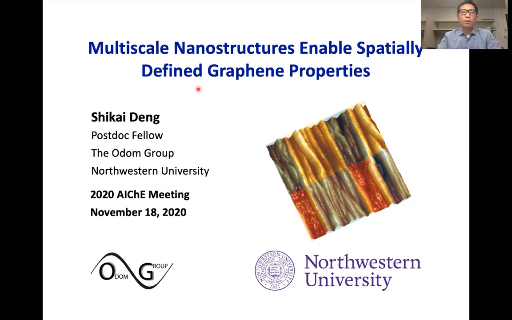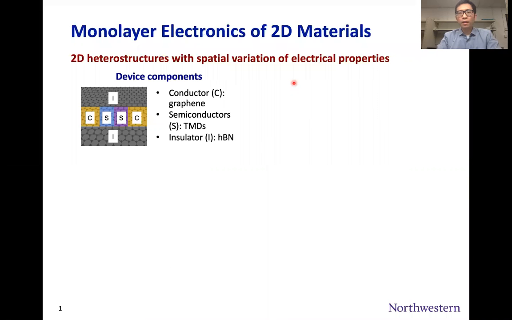Today, I'm happy to share with you some of my recent work on multi-scale nanostructure enabled spatially defined graphene properties. As we know, one of the most exciting applications of 2D materials is for ultra-thin electronic devices, like monolayer electronic devices. Even in smaller layers, it still has the same components as bulk electronic devices. We still have conductors, semiconductors, and insulators.